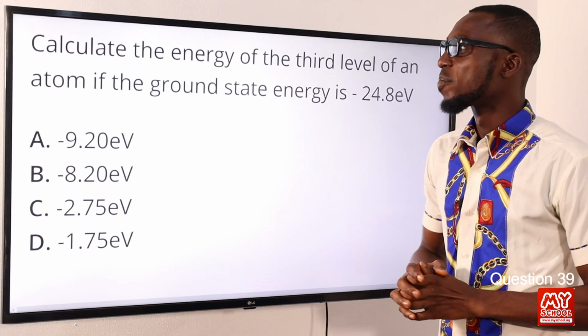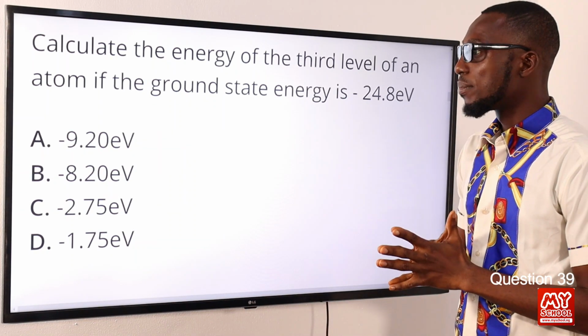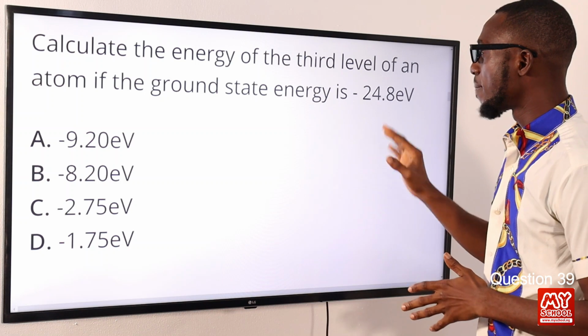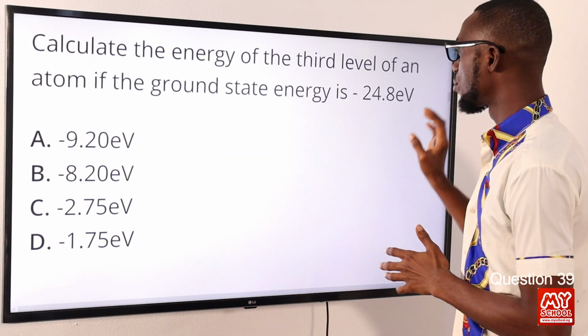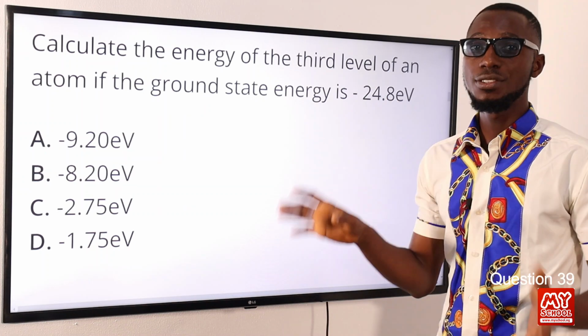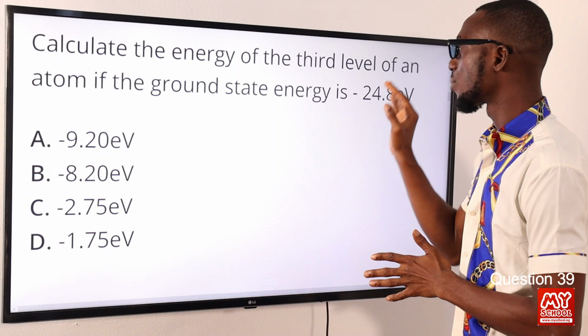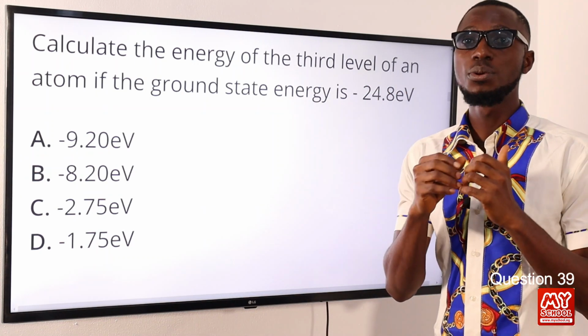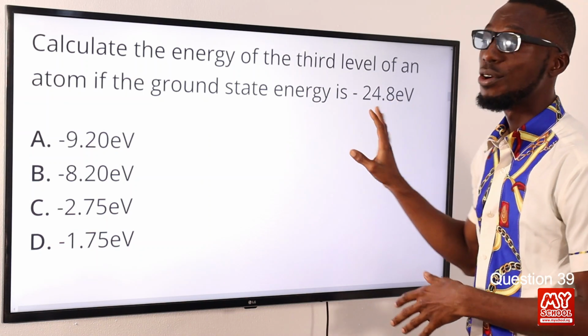Question 39. Calculate the energy of the third level of an atom if the ground state energy is minus 24.8 electron volts. Okay, so all you just need to do is to take this value over n squared. N represents the energy level you are working at, and that is the third energy level, that is 3. So 3 raised to power 2 makes 9. That will be minus 24.8 over 9.